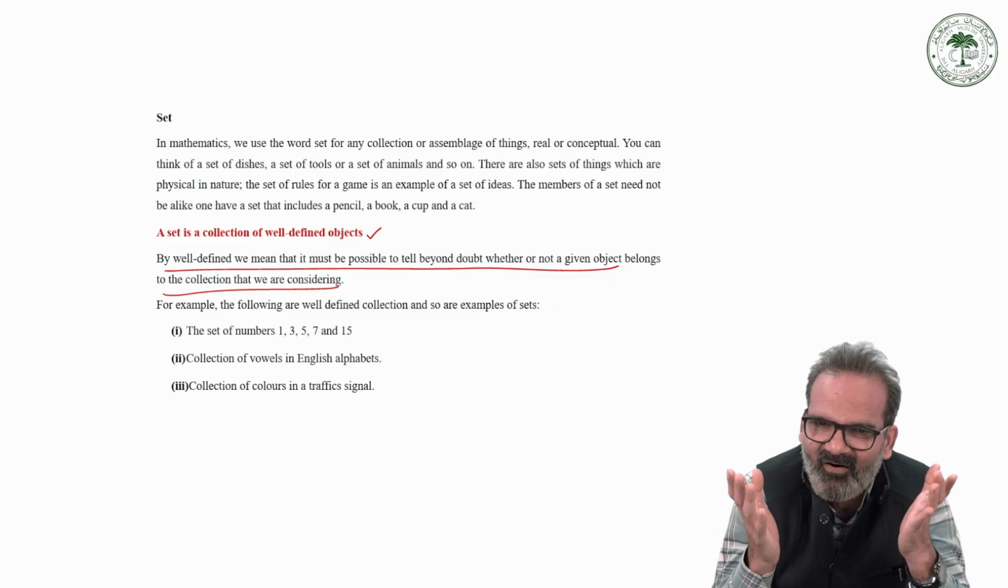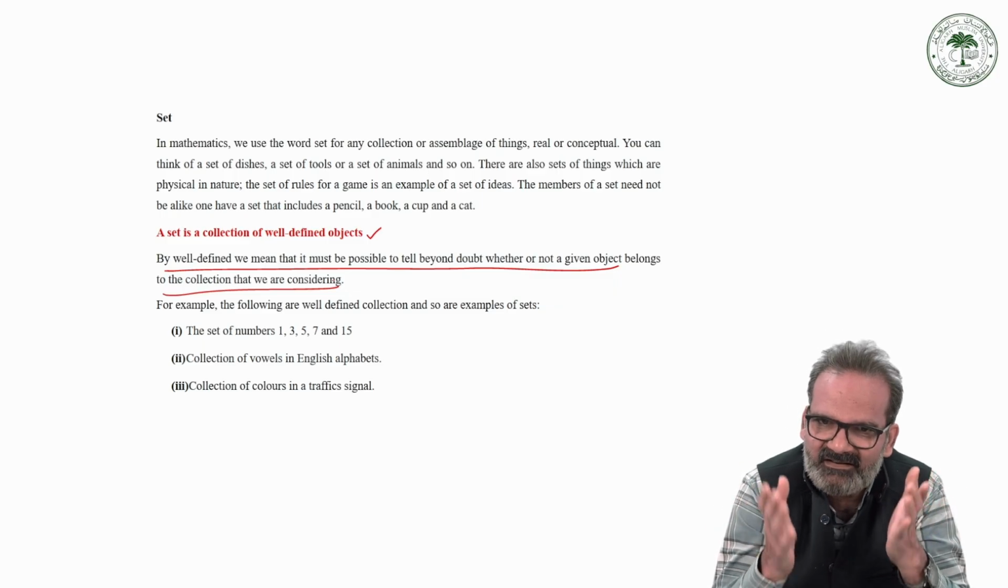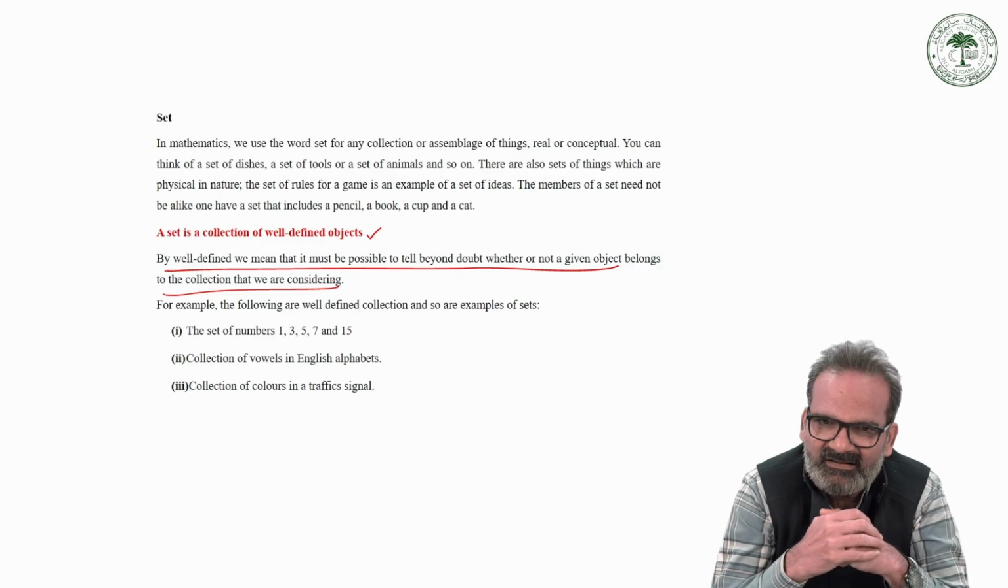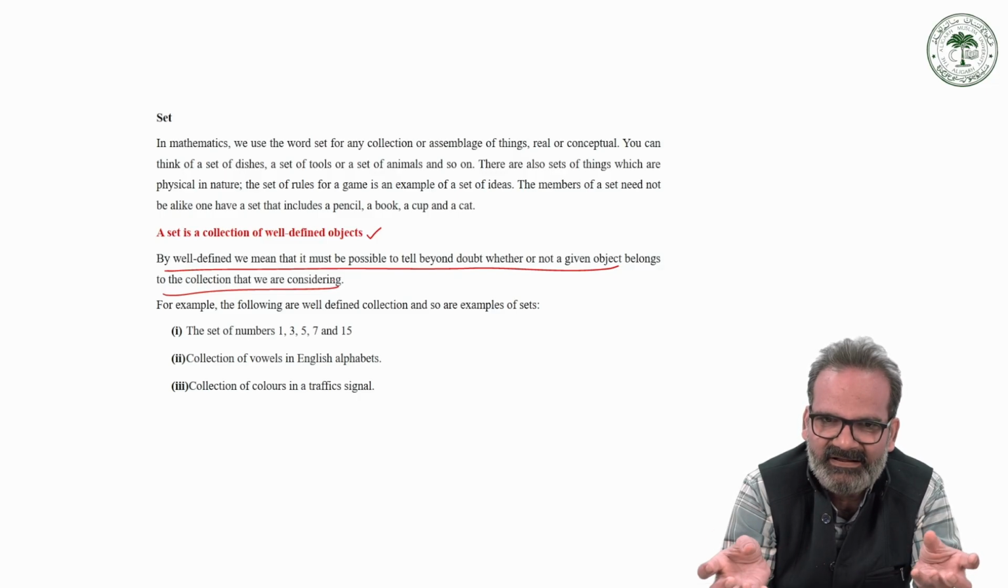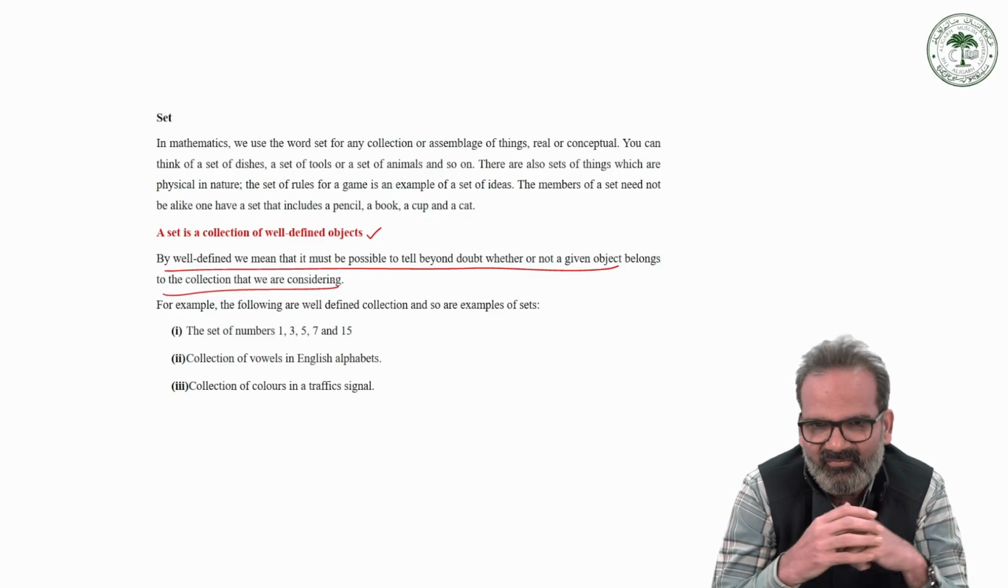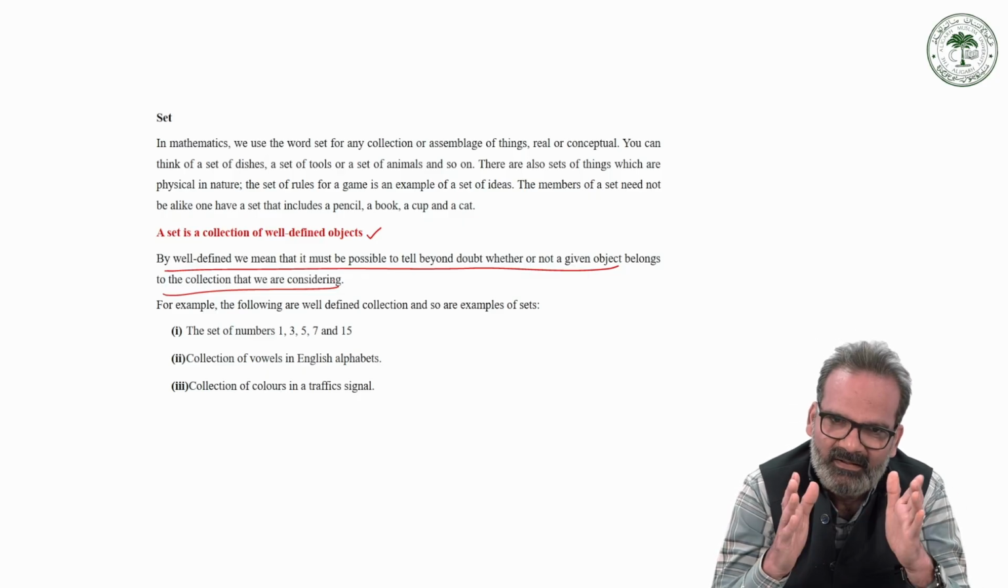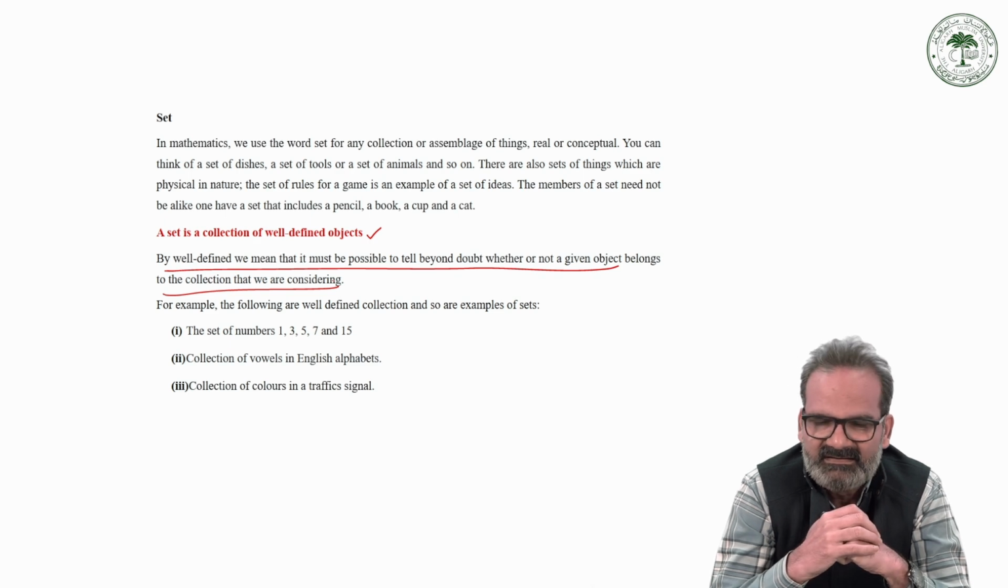Everybody knows that they all are numbers. That is why the collection of 1, 3, 5, 7 being numbers, or more concretely natural numbers, is a well-defined collection, therefore it can be represented as a set.